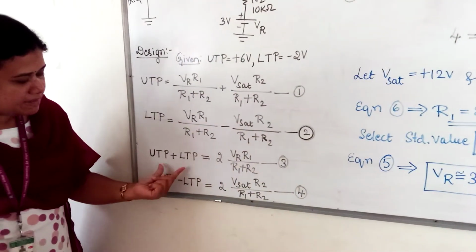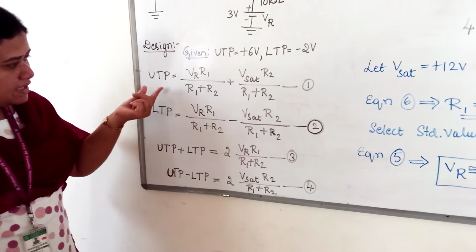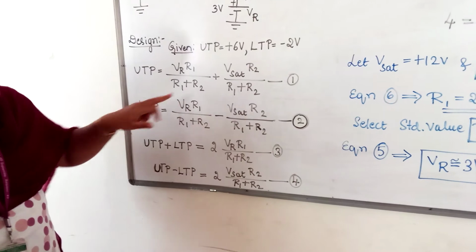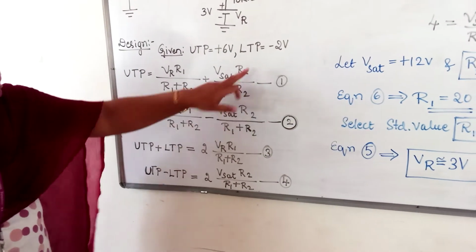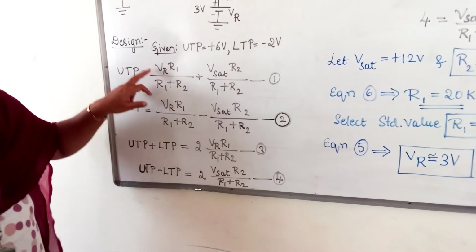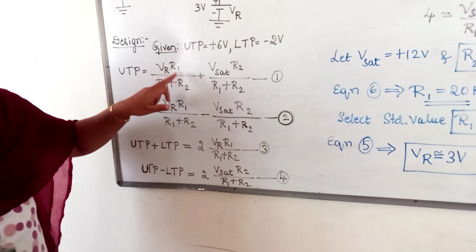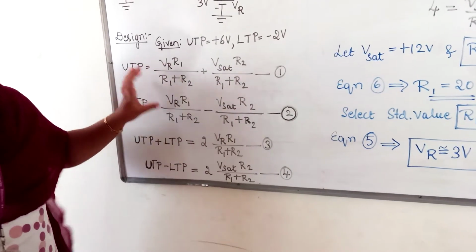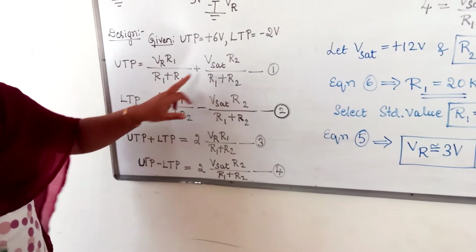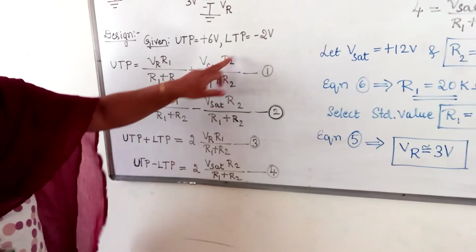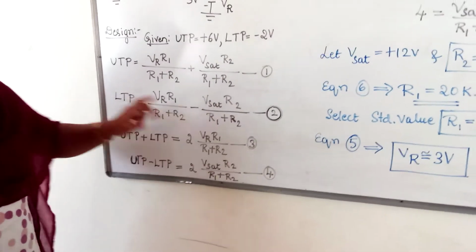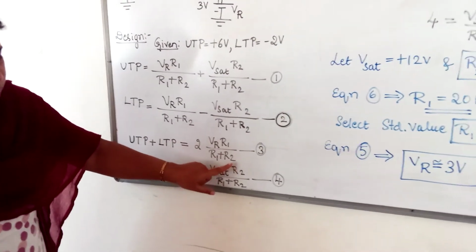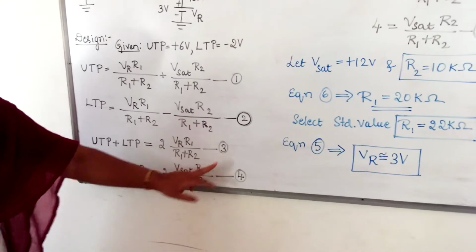Now first let us add both the equations, that is UTP plus LTP. When you add both the equations, here plus is there, minus is there. So these two terms get cancelled and we get twice of VR into R1 divided by R1 plus R2. If you observe, the terms are similar. So when you add, this is plus sign, this is minus sign. Therefore, these two terms get cancelled and we get twice of VR into R1 divided by R1 plus R2. Call this equation 3.